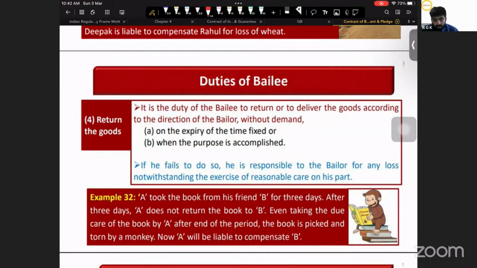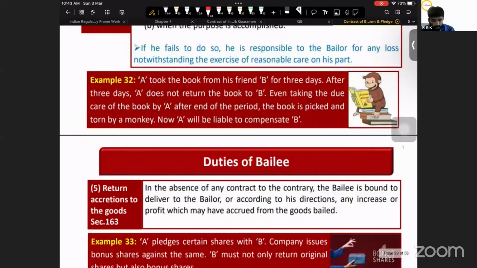Similarly, there is one more example given there. A took a book from his friend B for 3 days. After 3 days, A does not return the book to B. Even after taking due care of the book by A after the end of the period, the book is picked up and torn by a monkey. Now, A will be liable to compensate B. So, no doubt in that. Even if you have taken reasonable care, if you are holding the goods after the due date, then it becomes your duty to compensate if any loss happens to such goods. This is with respect to the duty of bailee to return the goods.